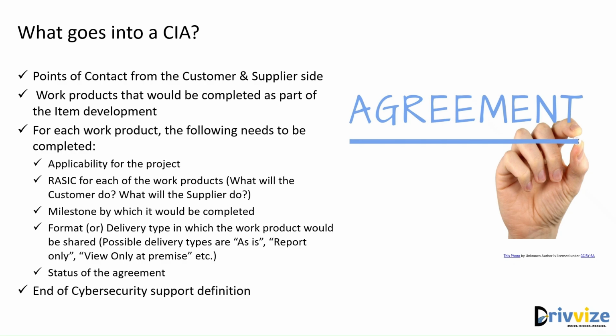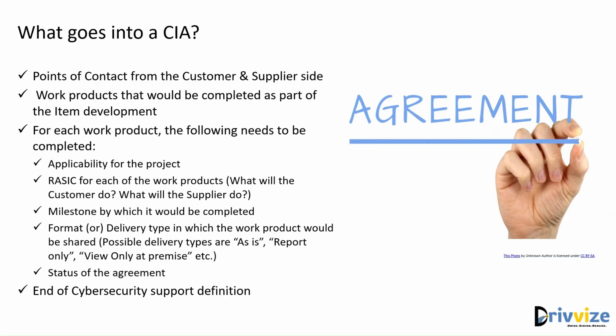And then finally the status of the agreement. The status is going to state whether it has been approved, or whether it is in discussion, because you finally have to get to a point where you agree, but there is going to be some time where you are going to be in discussion about this agreement, and so you need to have a status of the agreement.